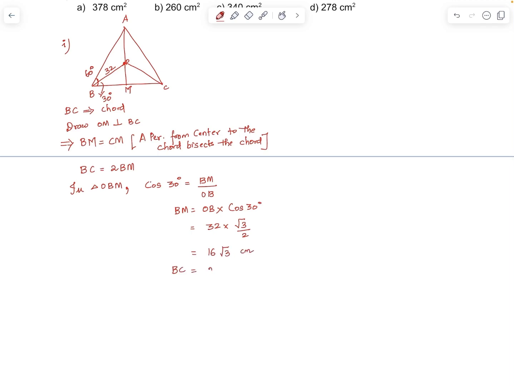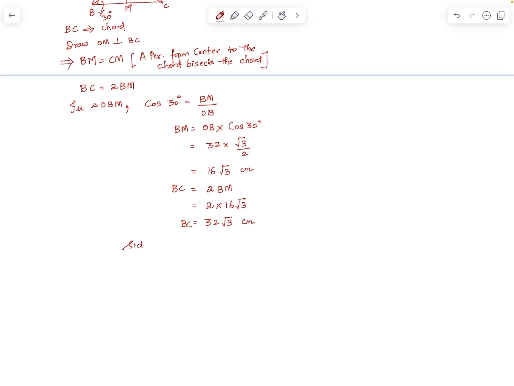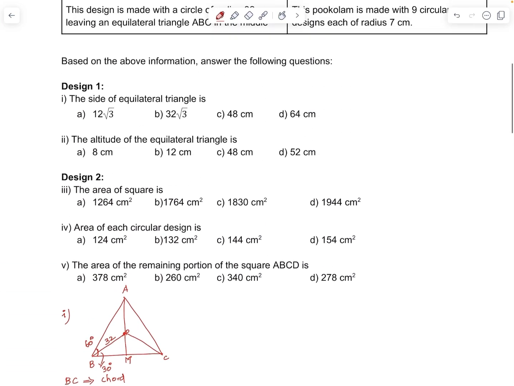BC is equal to 2 times BM. So twice 16 root 3, which gives 32 root 3 centimeter. That is, side of the triangle ABC is 32 root 3 centimeter. The answer is option B. Second question, the altitude of the equilateral triangle is.